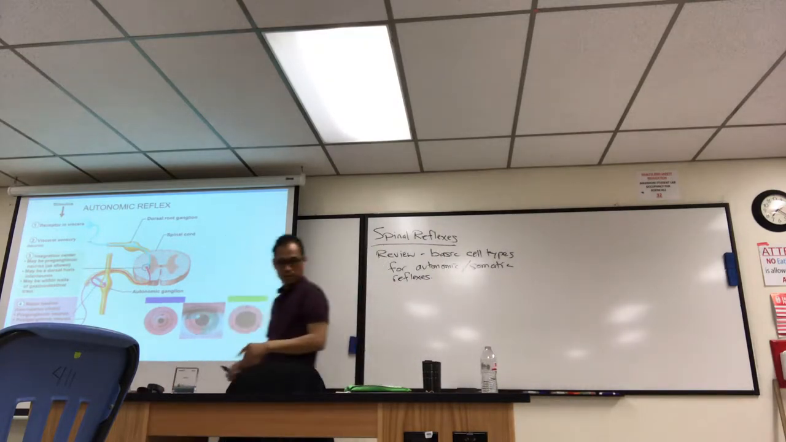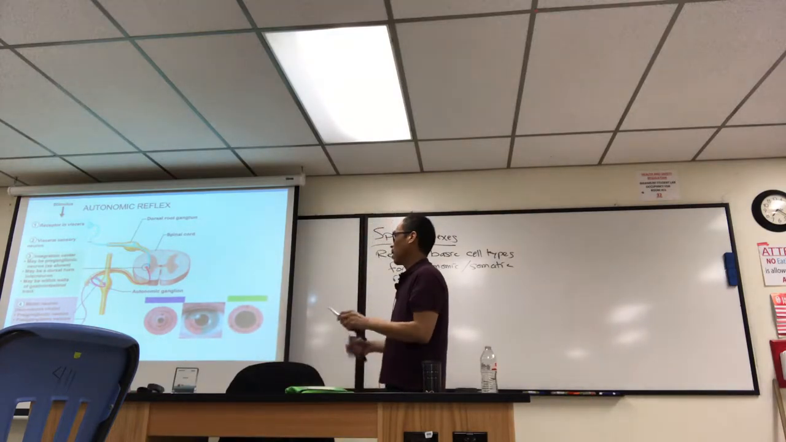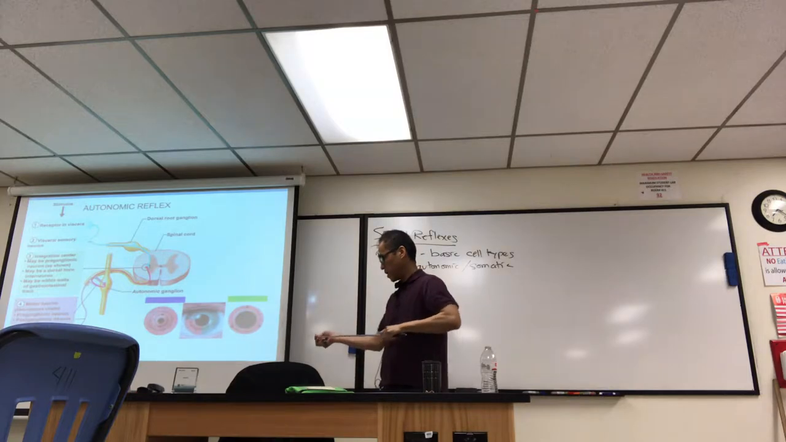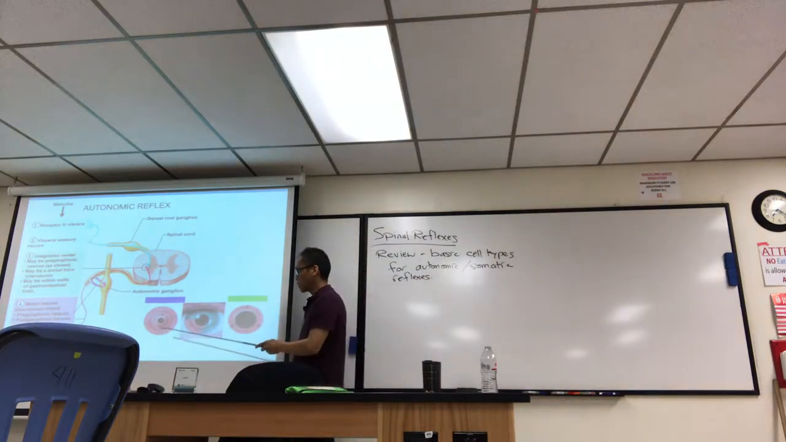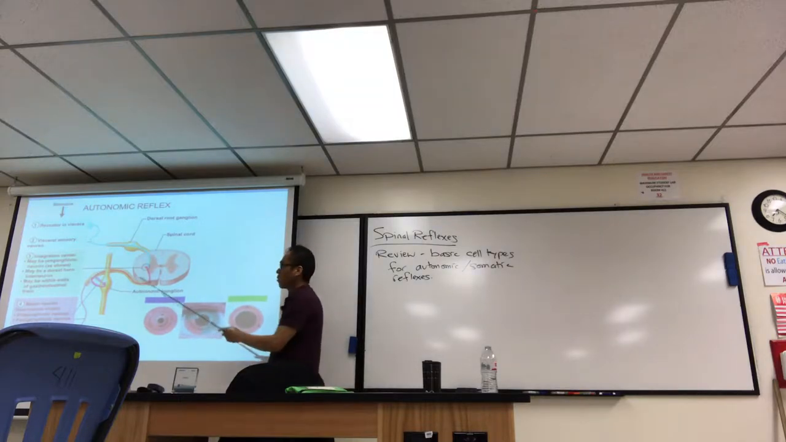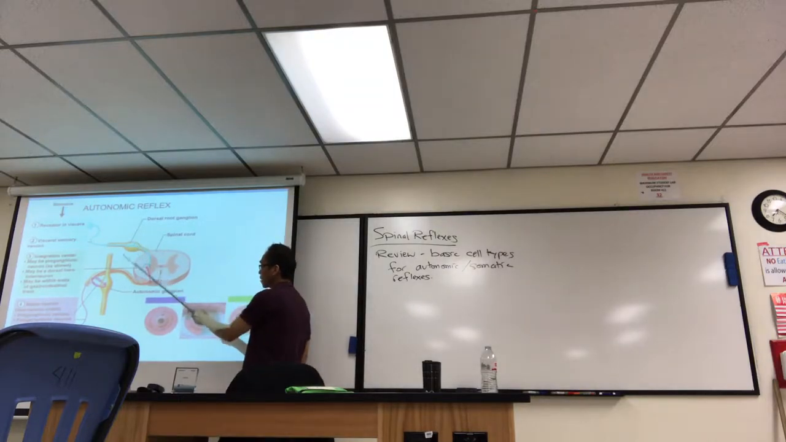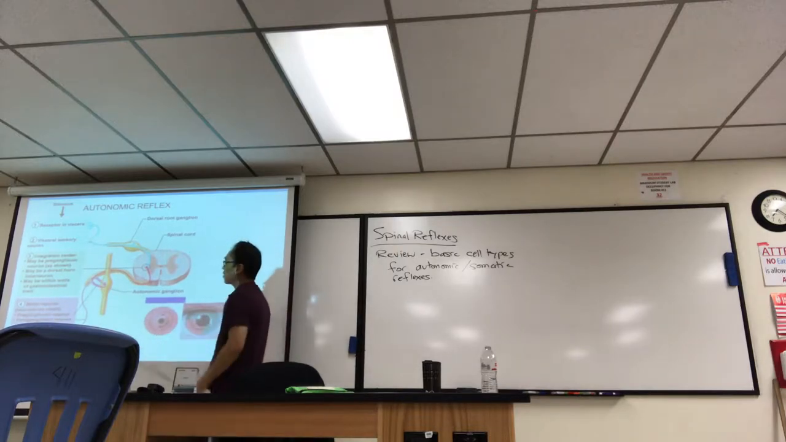So in this example, it's an autonomic reflex. For example, I taught cranial nerve 3, which constricts the pupil, that smooth muscle. That's an example of an autonomic reflex. Any reflex, whether somatic or autonomic, will have a sensory cell, and a motor cell. The motor cell has a preganglionic and a postganglionic efferent.